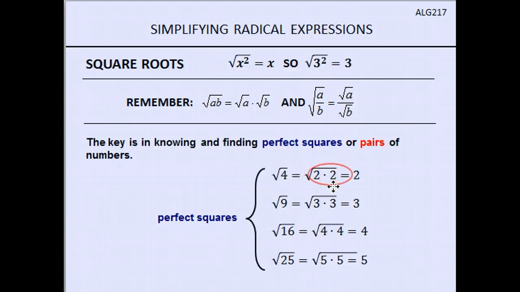For example, if we break the square root of 4 down into 2 times 2, that means we can pull out from under the radical a 2. If we have two 3s, then we can pull out a 3. If we have two 4s, we can pull out a 4, two 5s, a 5, etc. It makes our life a lot easier if we recognize that we are looking for pairs with square roots.